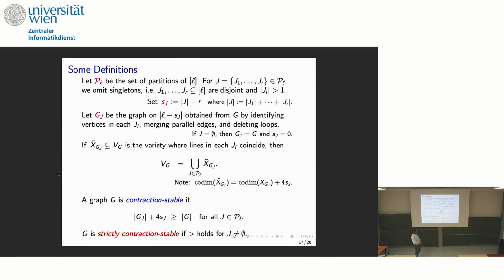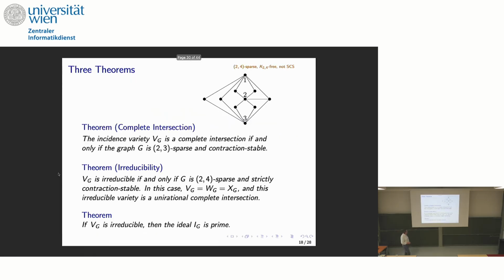Okay, here are more painful definitions. I didn't know that I'm already speaking for an hour. I'm too slow. Anyway, a bunch of painful definitions, but then you can harvest some theorems. So this theorem says our incidence variety is a complete intersection if and only if some combinatorial conditions hold: the graph is (2,3)-sparse, and it's contraction stable. That was defined on the previous slide.